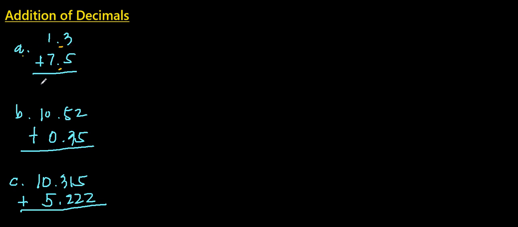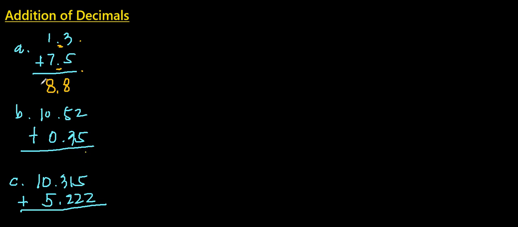Here, in the example 1.3 plus 7.5, the decimal points are already aligned. Then you just have to add per place value. So for example, 3 plus 5 is 8. Then copy the decimal point. 1 plus 7 is 8. So the final answer is 8.8.